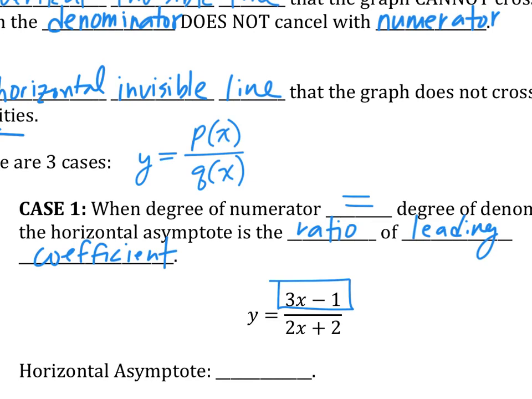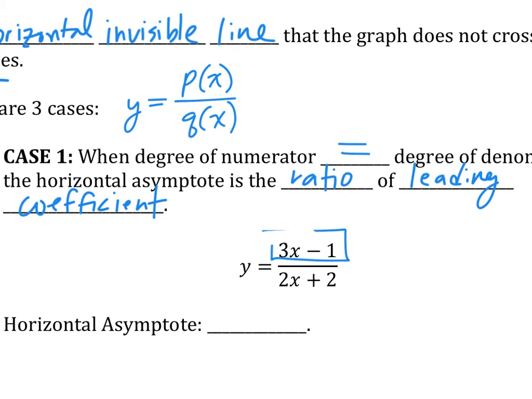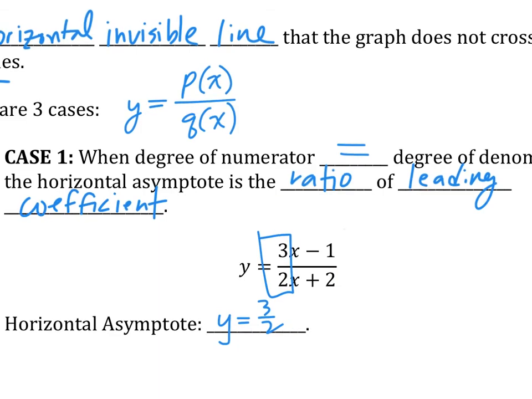So when the degree of the numerator is the same as the denominator, let's look at this case. What is the degree of the numerator again? 1. What's the degree of the denominator? 1. So are they the same? Yes. If they are the same, the horizontal asymptote is the ratio, so fraction, of the leading coefficient: 3 over 2. Can you guys see that? Leading coefficient 3 over 2. Remember, a horizontal asymptote is a line, so this is going to be y equals 3 over 2.